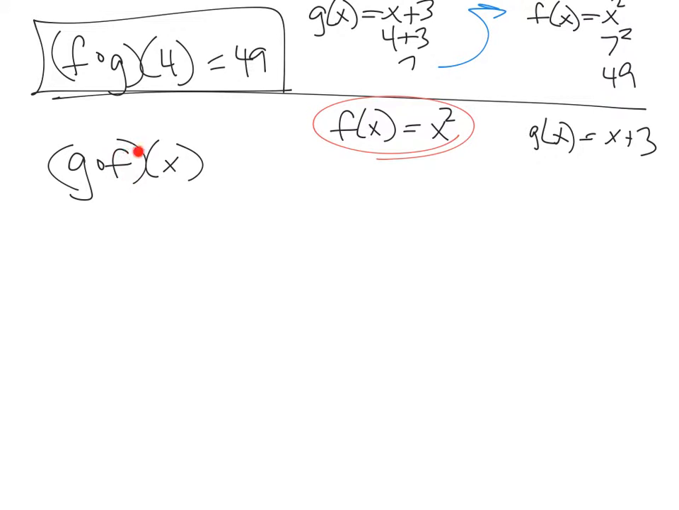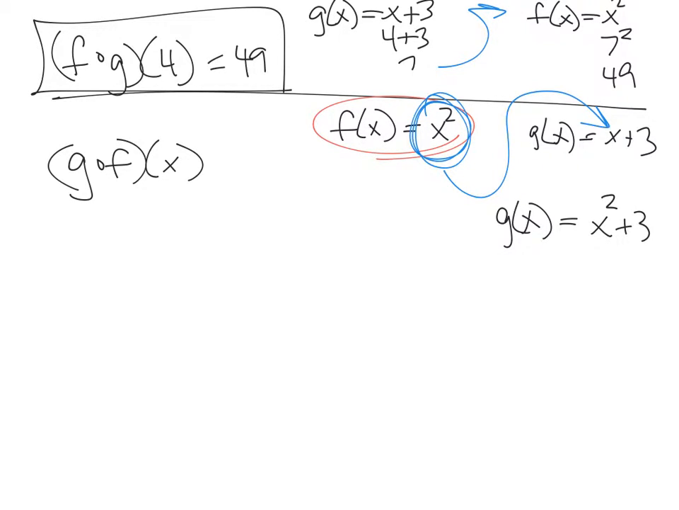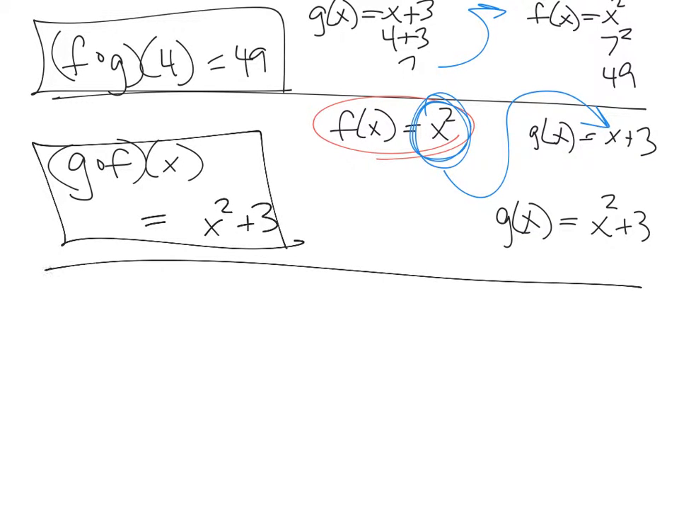Now it says take that value and put it in g. So it's basically saying now take this value and put it inside g. And so g of x becomes x squared plus 3, because we're taking the x and replacing it with the x squared. So this is equal to x squared plus 3, and that is your answer.